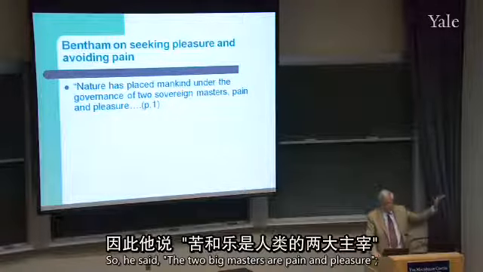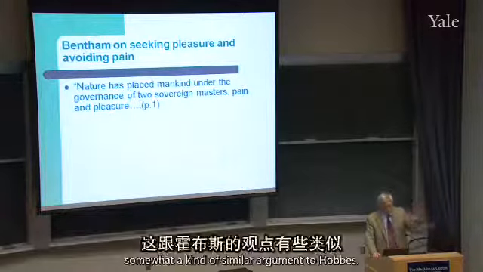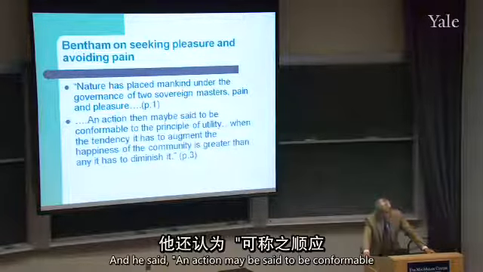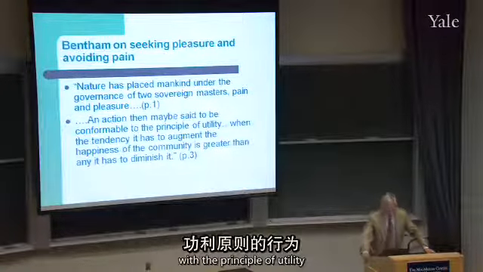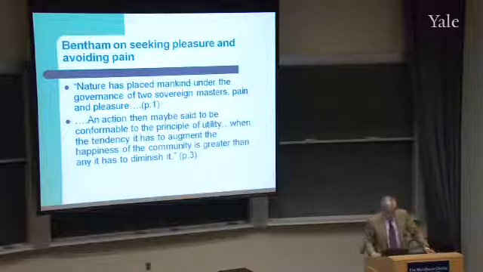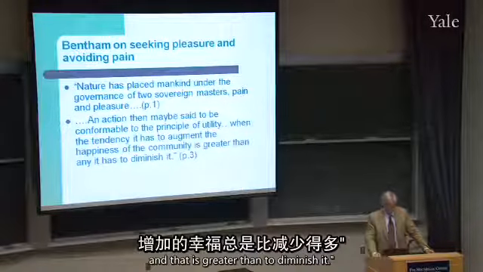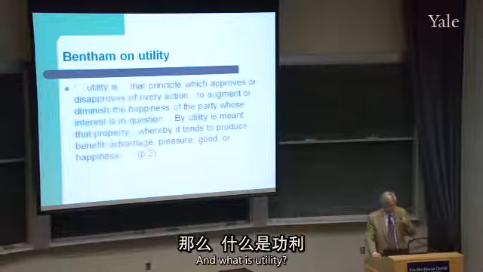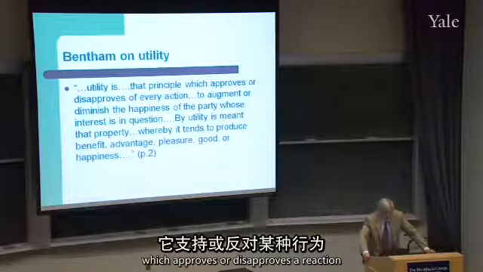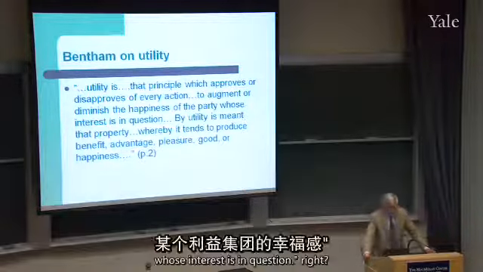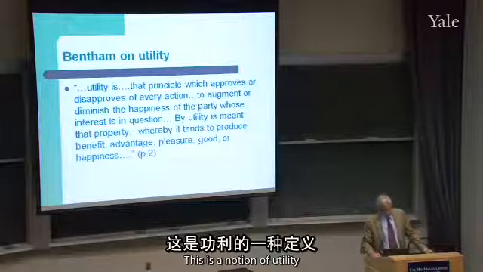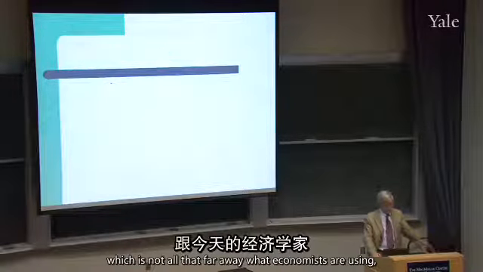So, he said, the two big masters are pain and pleasure, somewhat a similar argument to Hobbes. And he said an action may be said to be conformable with the principle of utility when the tendency is to augment happiness, and that is greater than to diminish it. And what is utility? Utility is that principle which approves or disapproves every action according to its tendency to augment or diminish the happiness of the party whose interest is in question.